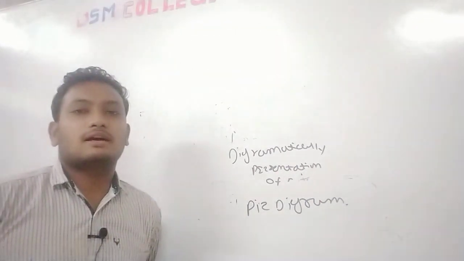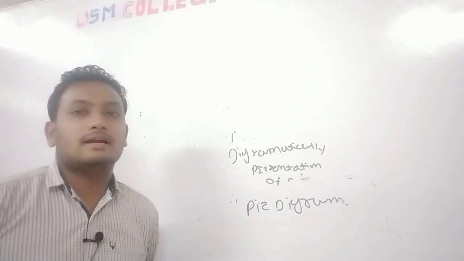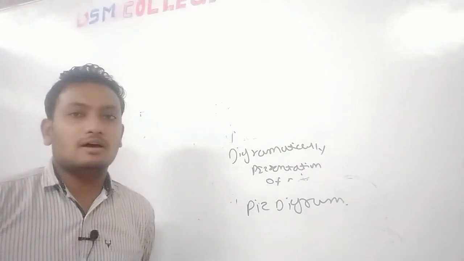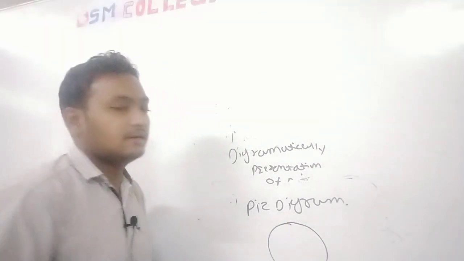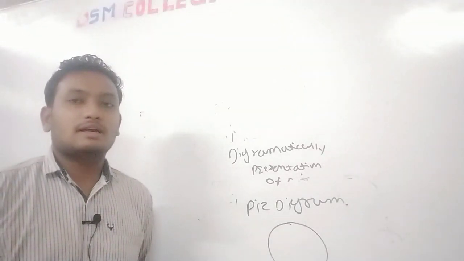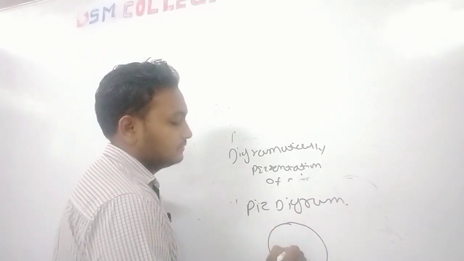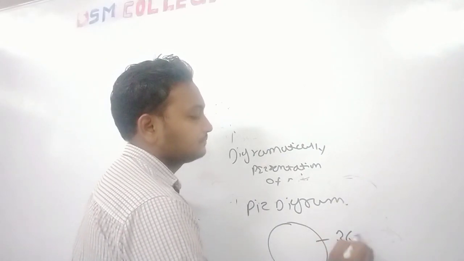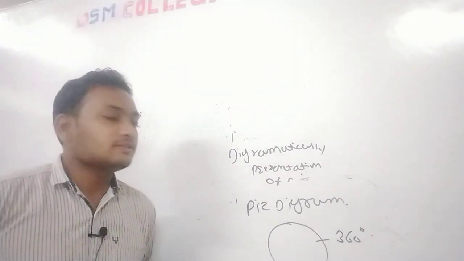Our collected data presented in the form of a pie diagram is known as pie diagram presented data. We know the circle, and it is a diagrammatical presentation of the data. The angle of the circle, that is, the whole area of the angle, is 360 degrees.